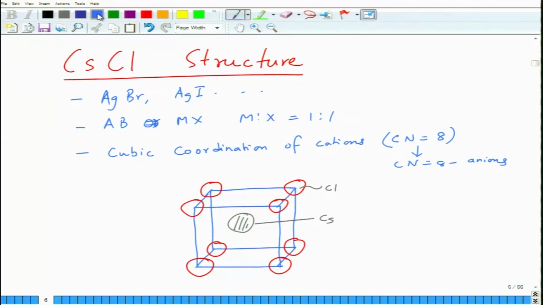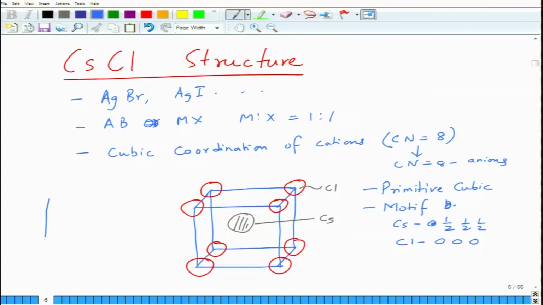So this is a primitive cubic lattice with the motif being cesium at half, and chlorine at 0,0,0. You can write the other way around as well. You can write the motif as chlorine at half and cesium at 0,0,0, because you can put the unit cell wherever you want. So if you draw the plan view, it will look something like that.